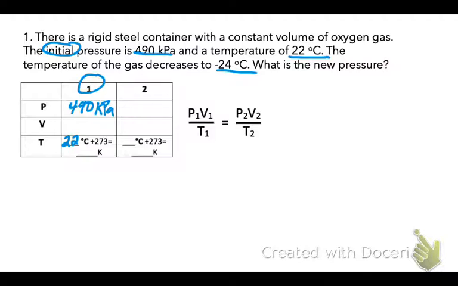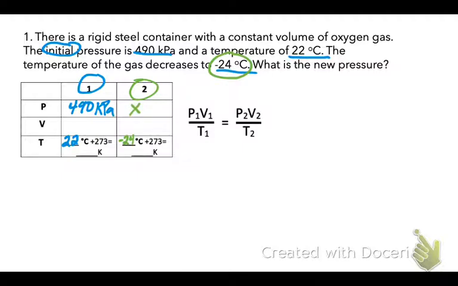And then it decreases to negative 24 degrees Celsius. So that's a new temperature. So I just put that in my table, and that's why it's a number 2. And then it says, what will be the new pressure? So we do not have that. That's going to be our unknown, X.